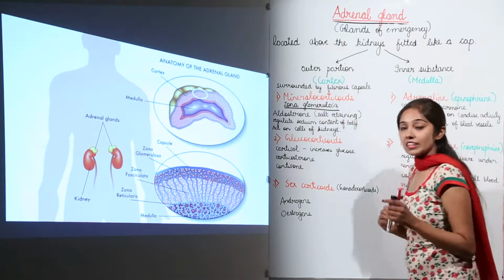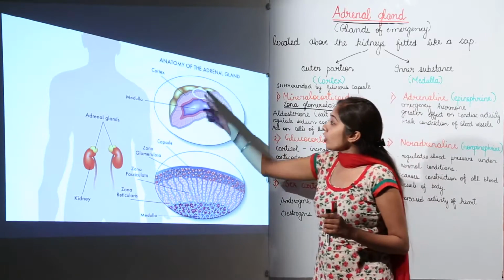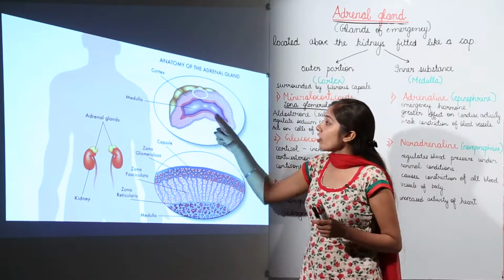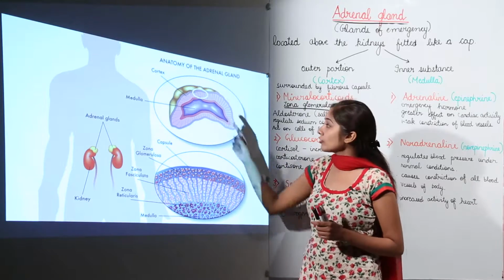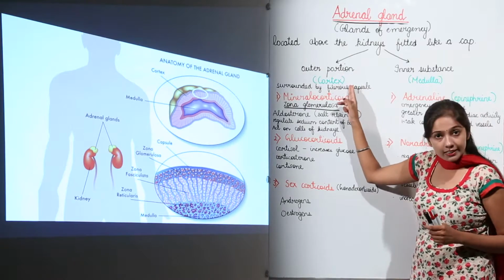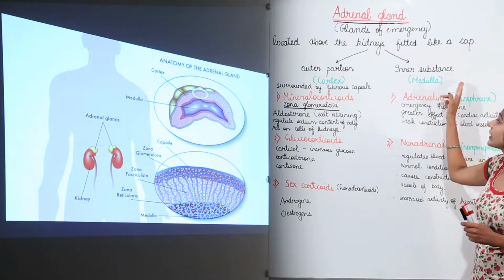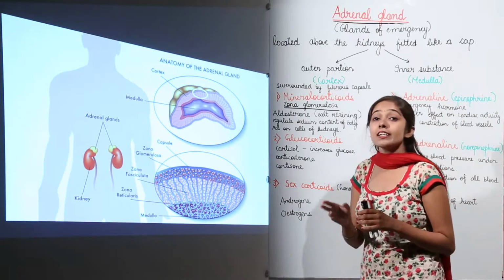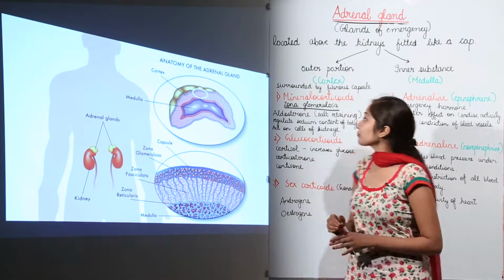Now if you look at the anatomy of the adrenal glands, they have two regions. They have an outer region that we call the cortex and an inner region that we call the medulla. So we have the outer portion, the cortex, and the inner portion, the medulla. We can call them the adrenal cortex and adrenal medulla respectively.